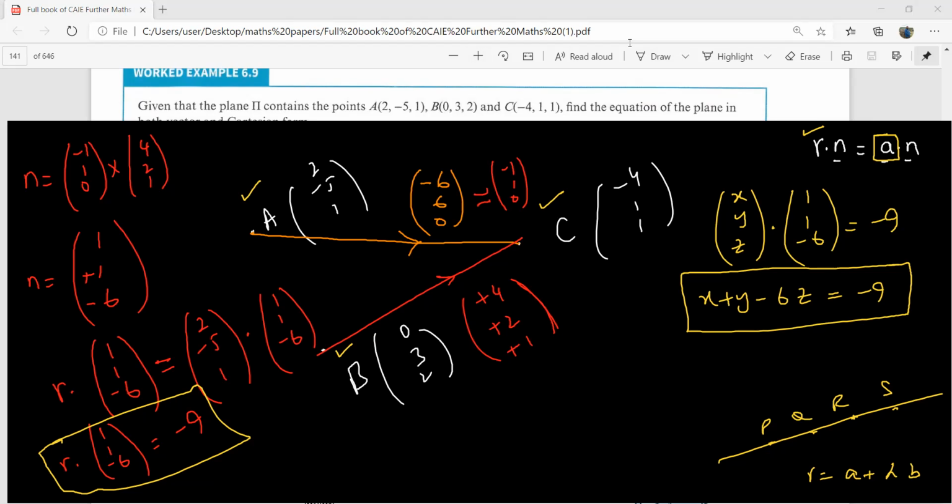Sir, why is the dot product equal to minus 9? I showed you everything, beta. Your story always starts with r dot n equals a dot n. Basically, I was hoping that someone would realize that if you multiply any point on the plane with that n, the result will always be -9. For example, I have used this point A, you use this point C, you use this point B. This will always be equal to -9. That is basically the definition of a plane.